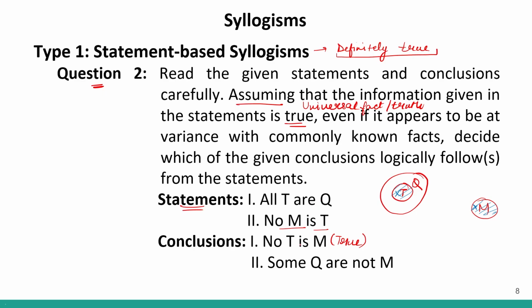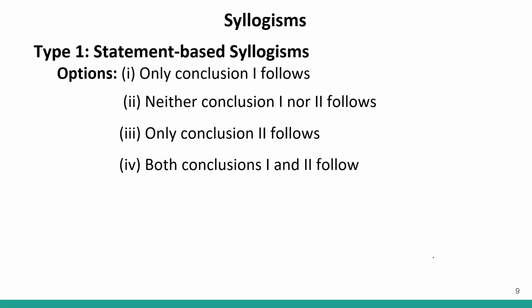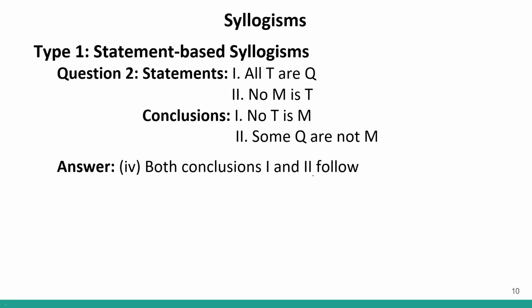The second conclusion is some Q are not M. Over here, I can see this portion of Q is definitely not M, because this portion of Q is T, and T is definitely not M. So this one is also true. If I look at the options, option 4 says that both conclusions 1 and 2 follow. So this will be the correct answer.